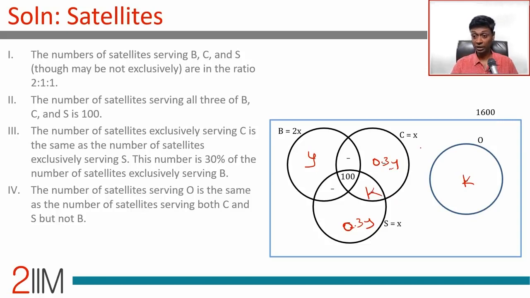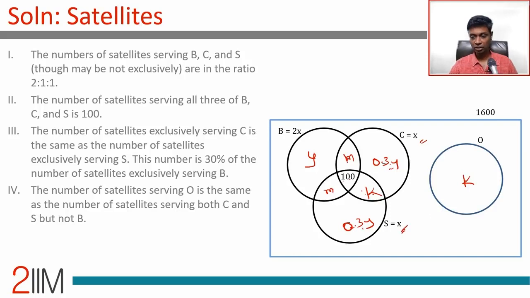Now the wonderful part here, there's a 100K and 0.3Y here, 100K and 0.3Y here. C and S are symmetric. The numbers are identical. The total is also same, or these two numbers should also be same. We can write this as X minus K minus 100 minus 0.3Y, which I'm going to call M. These two are equal. We know that M plus 0.3Y plus K plus 100 is X.